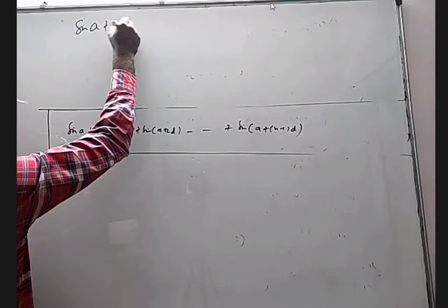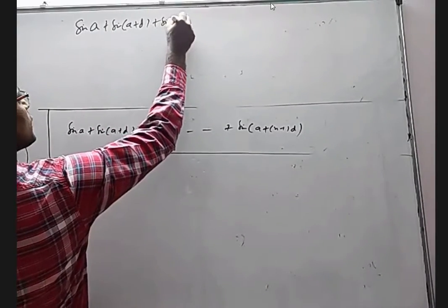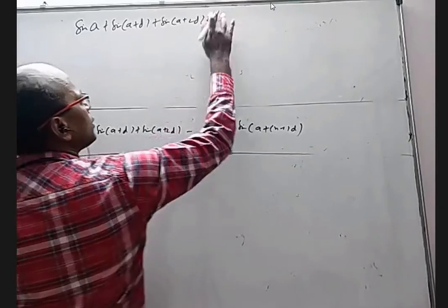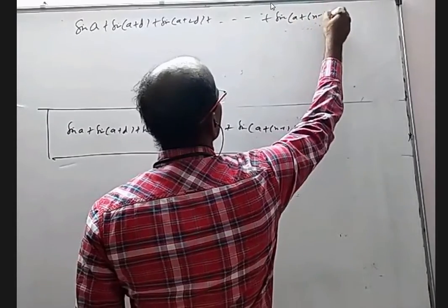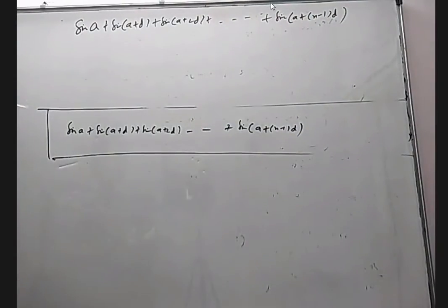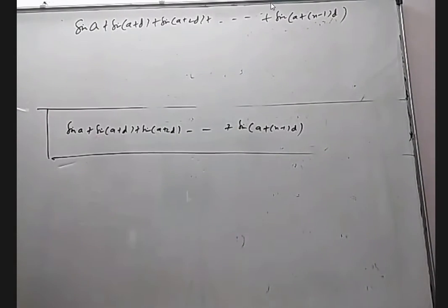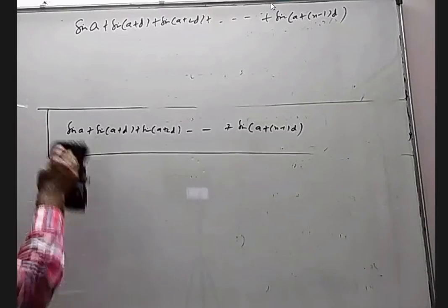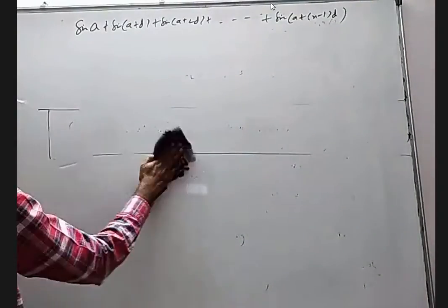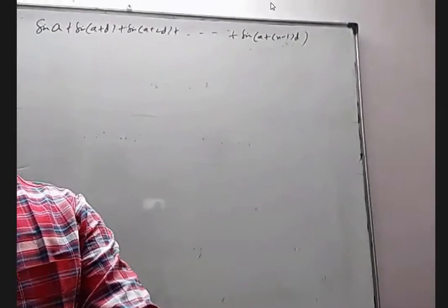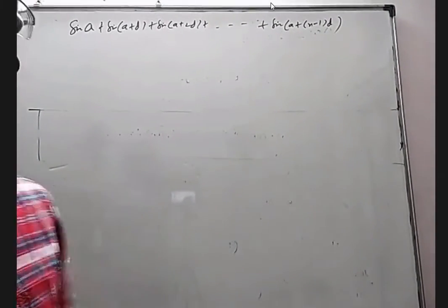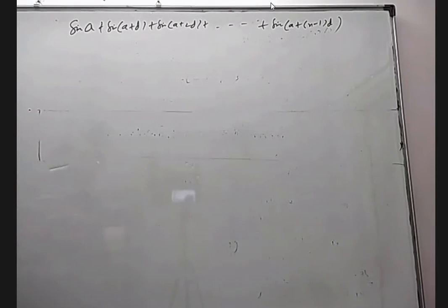Sine A plus sine (A plus D) plus sine (A plus 2D), so on up to sine (A plus (n minus 1) D). All of you know these are the terms in arithmetic progression: first term, second term, third term, nth term, right? For this question, I want everybody to understand and remember the derivation of the formula, not just the formula, because some formulas we use less frequently or we may forget. So we should be able to derive it. You should know the process of the formula, not just the formula.